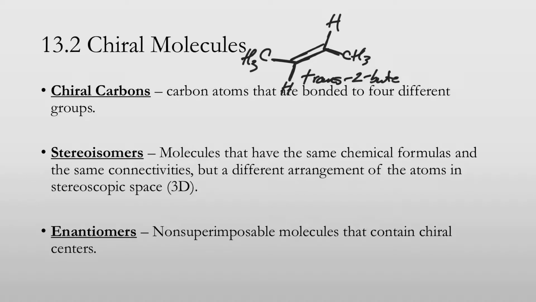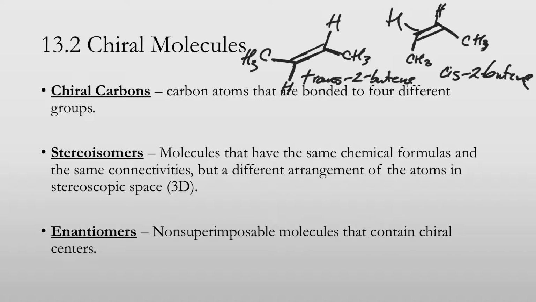2-butene. But if we have this right here, this would be cis 2-butene. All right, those are stereoisomers of each other because they have the same chemical formula, the bonding is the same, the connectivity is the same, just their orientation in space is different. So that's one type of stereoisomerism.